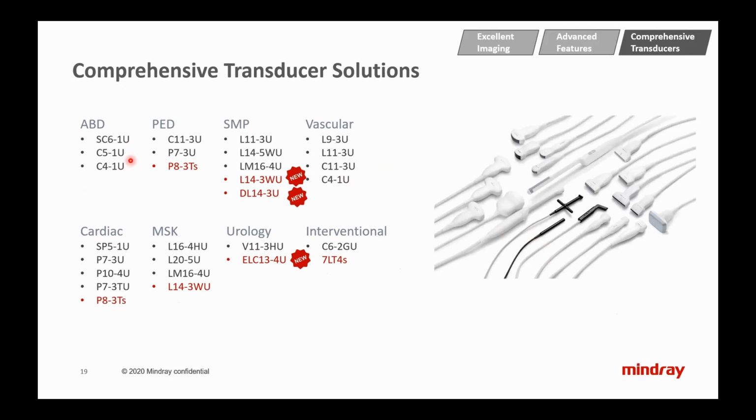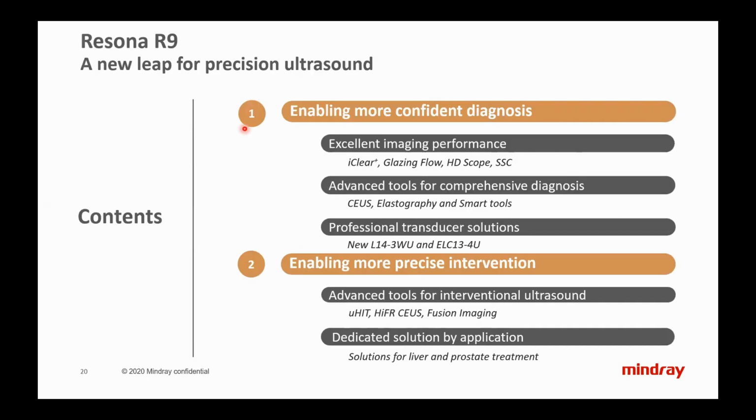For abdomen, convex probe, pediatric, phased array probe; for small parts, all kinds of linear probe with a full range of frequency, and also for vascularity, and also interventional. They can use interventional probes like intraoperative, and for urology, I can use the vaginal probe, and also musculoskeletal and cardiac. So for the whole range of transducers, I can use them in our machine here.